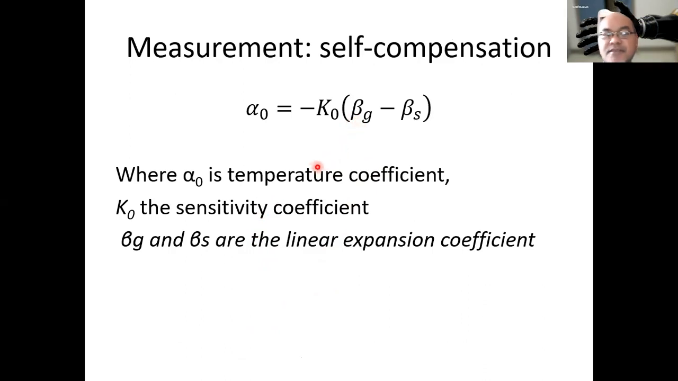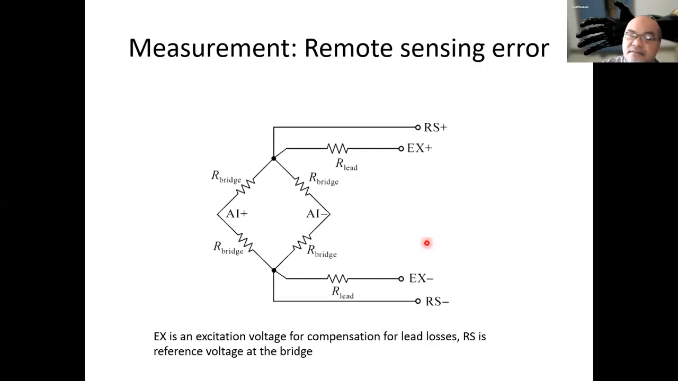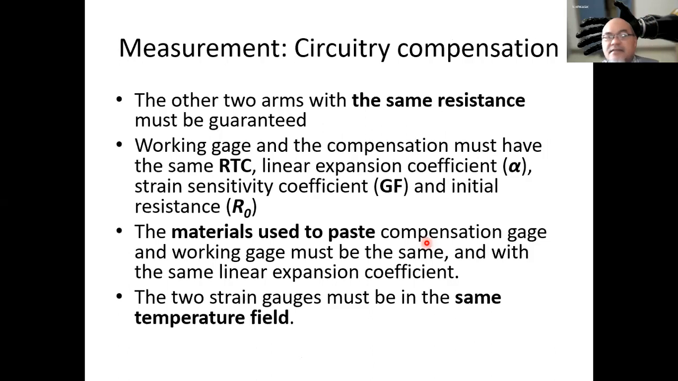How to do self-compensation? If alpha 0 is the temperature coefficient, and we have the sensitivity coefficient, the gauge factor K0, then the temperature coefficient should be equal to minus K0 times the difference between beta G and beta S, where beta G and beta S are the linear expansion coefficients of the gauge and the reference.